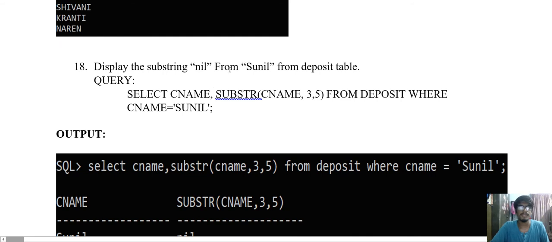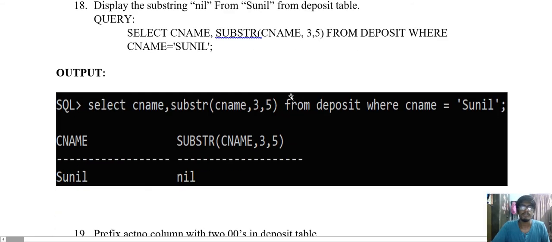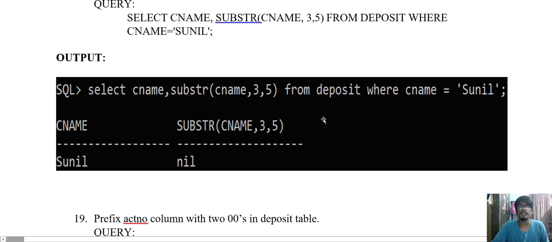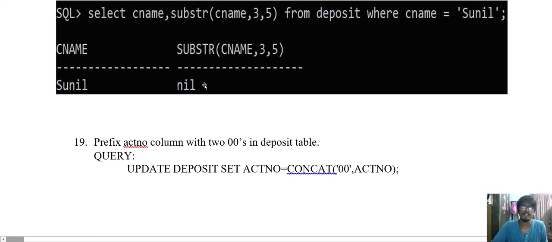Next question is display the substring nil from the Sunil from deposit table. For this, there is a predefined function, that is substring, that is substr. So I will be using that command select CNAME, substring of CNAME comma 3 comma 5 from deposit where CNAME is equal to Sunil. So it will be starting from third character to fifth character. So the output will be displayed as NIL.